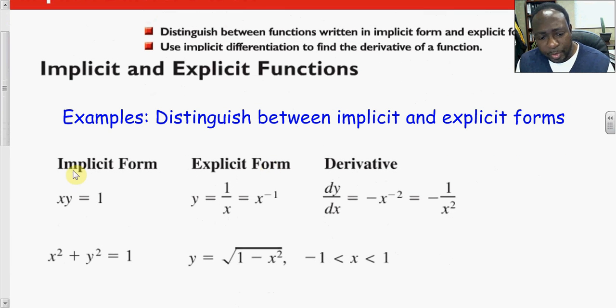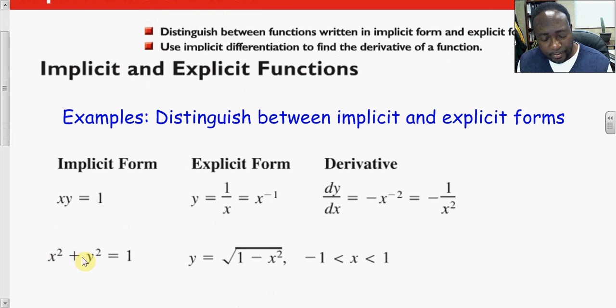Look at the examples for implicit and explicit forms. Here, for the implicit xy equal to 1, you could express y explicitly as a function of x by dividing both sides by x, and you get y equal to 1 over x. And then taking the derivative, this is the derivative explicitly, but we're going to talk about taking the derivative implicitly.